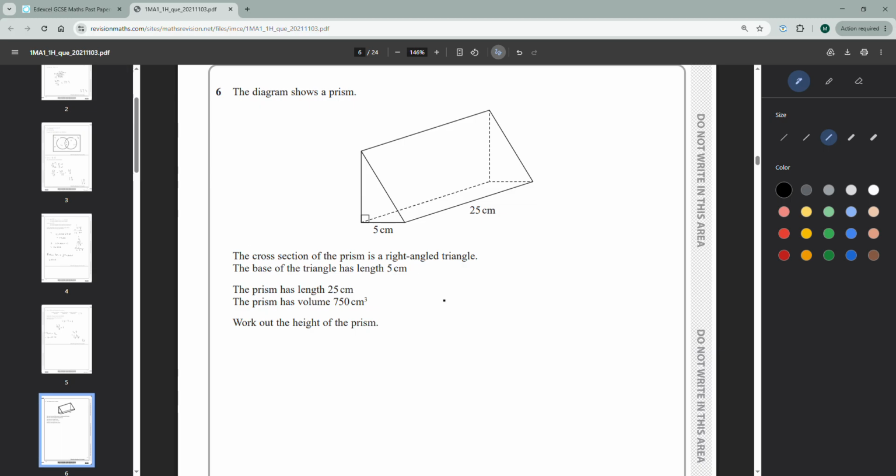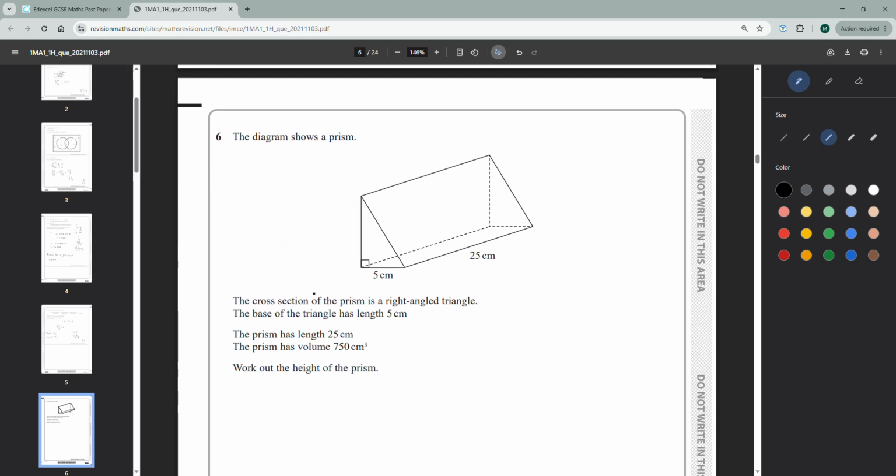Alright, now we're getting difficult. Is this difficult? I don't even know. Alright, so work out the height. This is at x then. Alright, I'm trying to be fast.